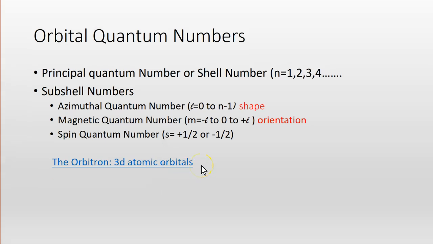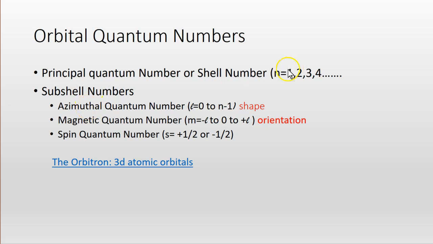These stable orbits are defined by four numbers. The principal quantum number, or the shell number, is an integer going from 1 and can increase to infinity theoretically. Within each principal shell number, we have subshells. We have an azimuthal quantum number, which is given by the letter L, and that can go from 0 to n-1, and this determines the shape of the probability density function.